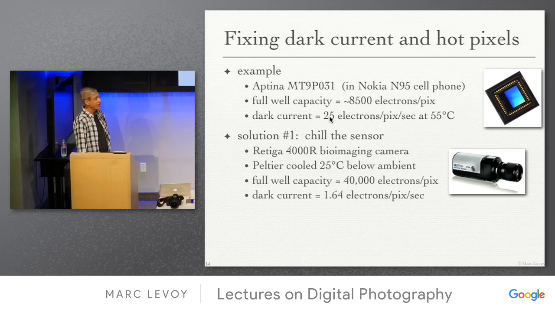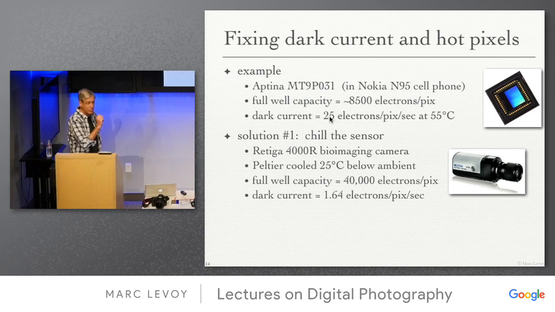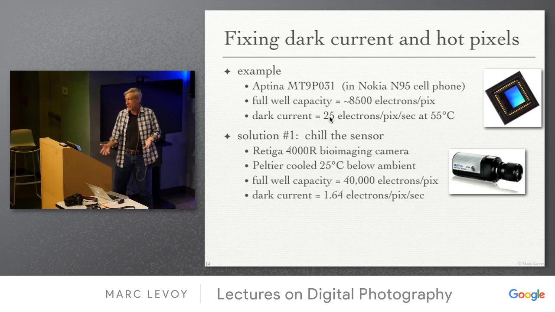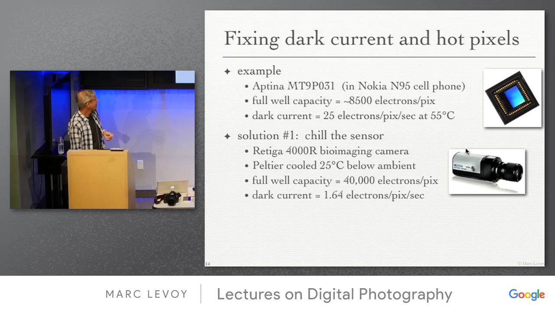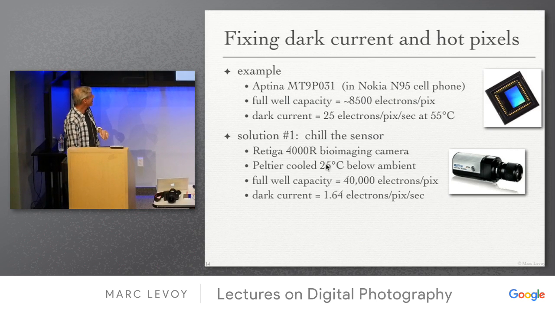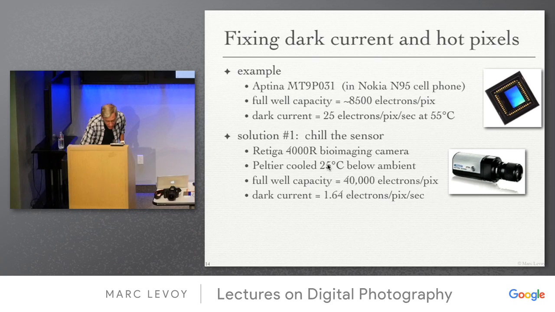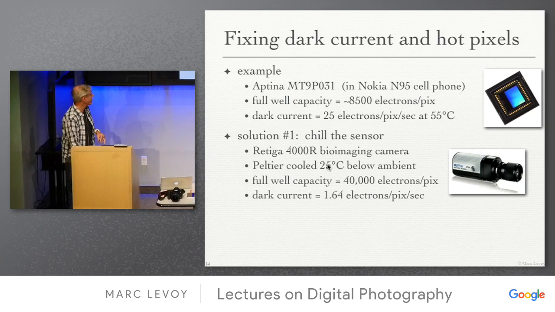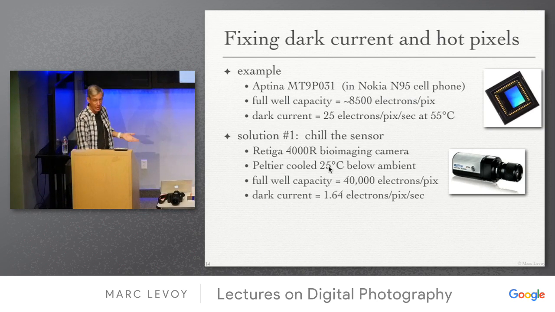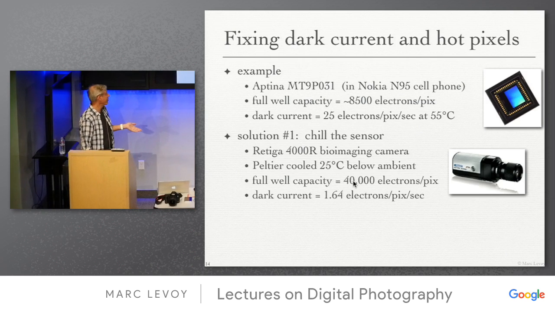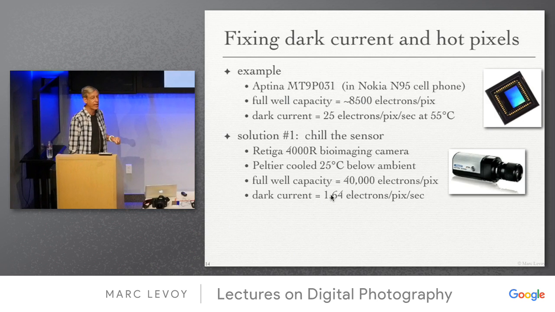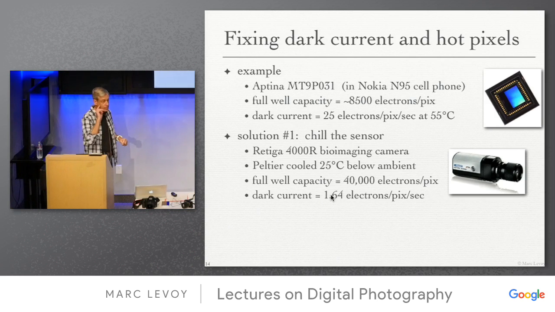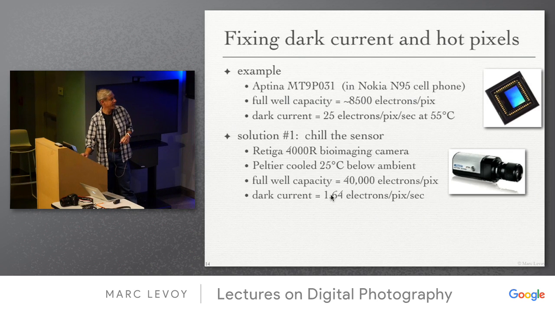So solutions to this: chill the sensor, because it's exponential with temperature. And that's not as crazy as it sounds. That's what scientific cameras do. This is the camera in my microscopy lab at Stanford, the Retiga, and it uses Peltier cooling, it's thermoelectric cooling, to bring it 25 degrees Celsius below ambient room temperature. Its full well capacity is, of course, larger than the cell phone, but its dark current is really low. Very few electrons leak onto the pixels. So you don't get dark current, and you get relatively few hot pixels as well.